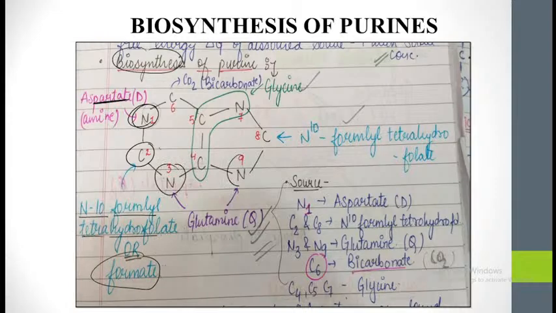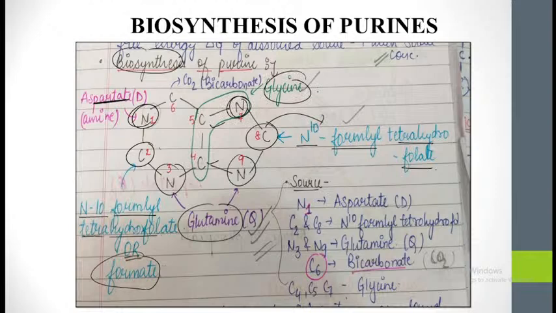Third and ninth nitrogen is from the glutamine. Eighth carbon is from the N10 formyl tetrahydrofolate. Fourth carbon, fifth carbon and seventh nitrogen is from the glycine, and the sixth carbon is from the CO2, from the bicarbonate. Okay, so remember these sources.